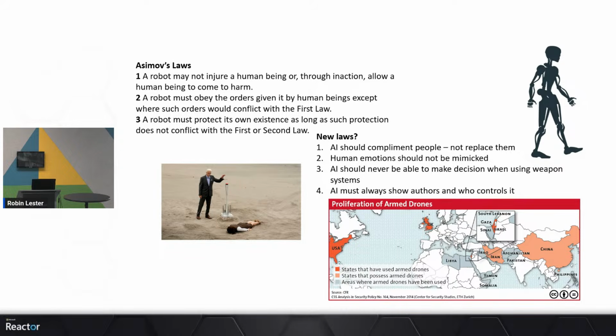AI should never be able to make decisions when using weapon systems. Well, it's actually being used at the moment. AI must always show authors and who controls it. So a few of these rules are being broken, especially in Ukraine with automated drones and that kind of stuff.